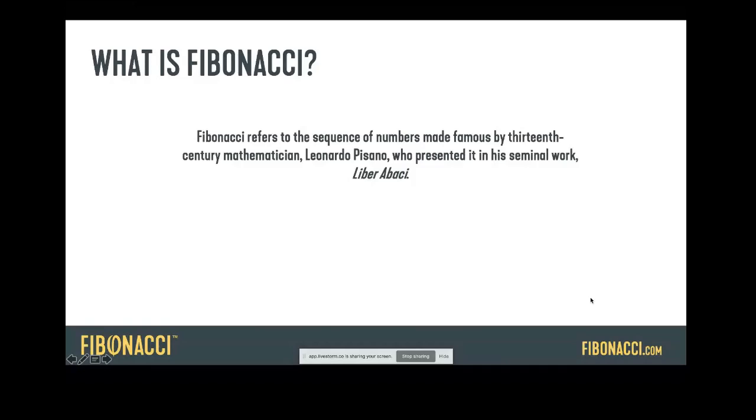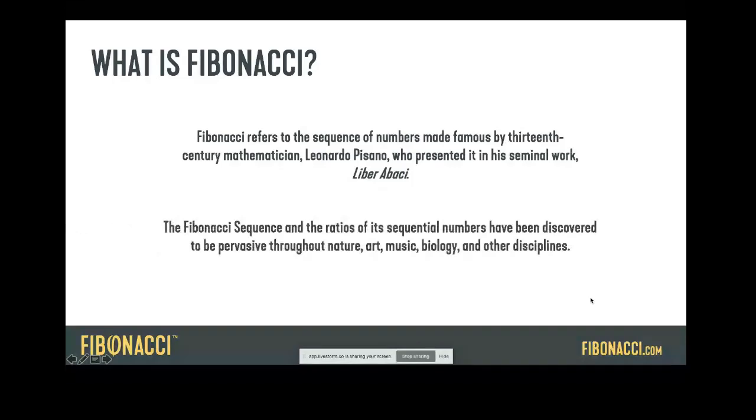Prior to Pisano, Europe was still stuck using Roman numerals, and a lot of his work and his math texts are what is responsible for double entry bookkeeping that occurred later in the Middle Ages. The Fibonacci sequence and its ratios, as I mentioned, have been discovered in a wide variety of applications from nature and art and music and biology and other disciplines.